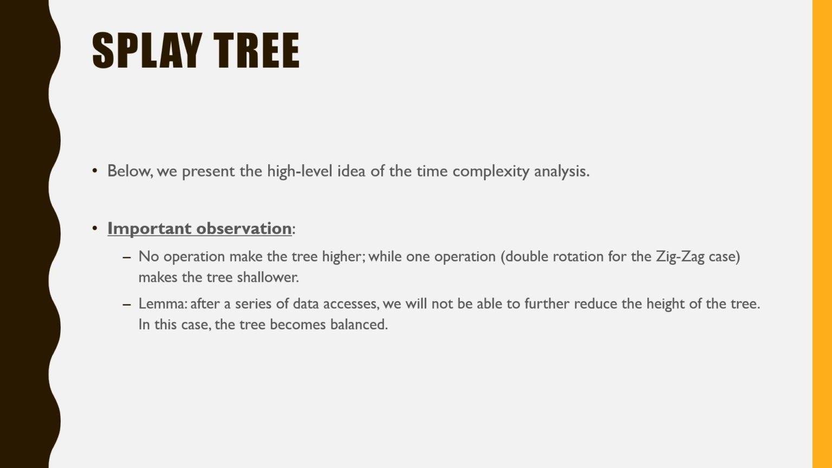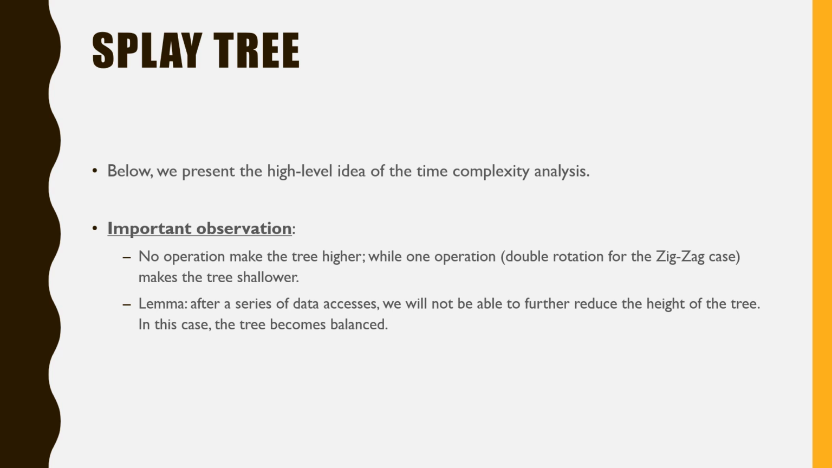While the detailed proof is complex, we can outline the high-level idea behind the time complexity analysis. First, recall the three splaying operations: zig, zigzig, and zigzag. On average, none of the operations increases the depth of the tree. In fact, one of them, the zigzag case, can reduce the depth of the tree. Assuming each of the three splaying operations has an equal likelihood of being executed, the height of the tree tends to be decreased after a series of splaying operations.